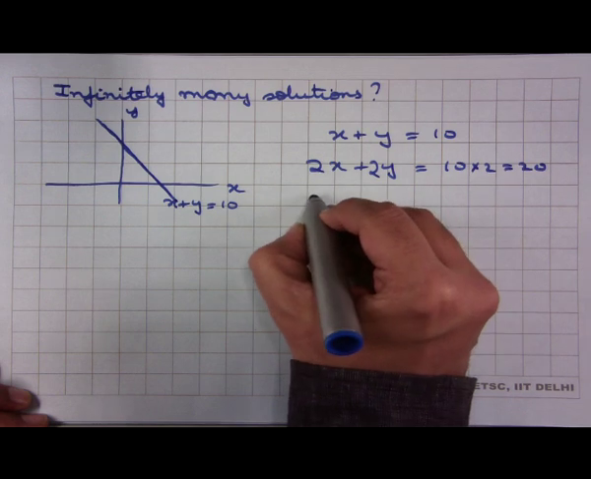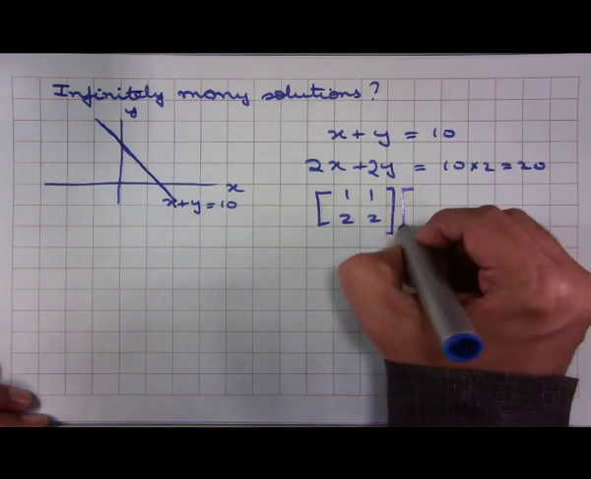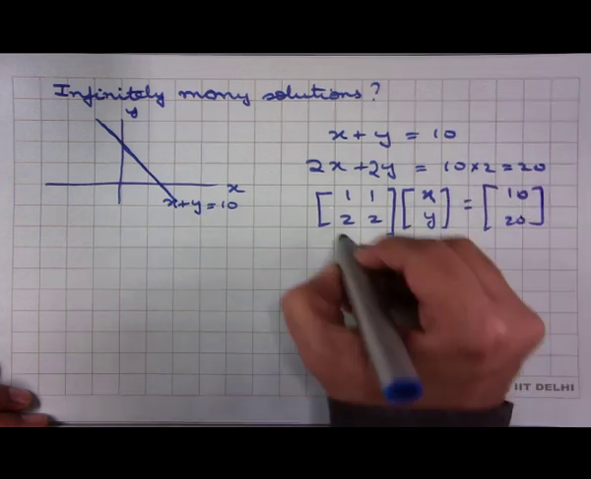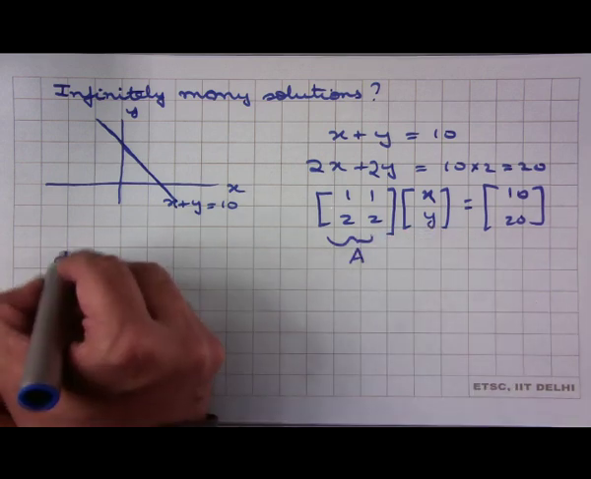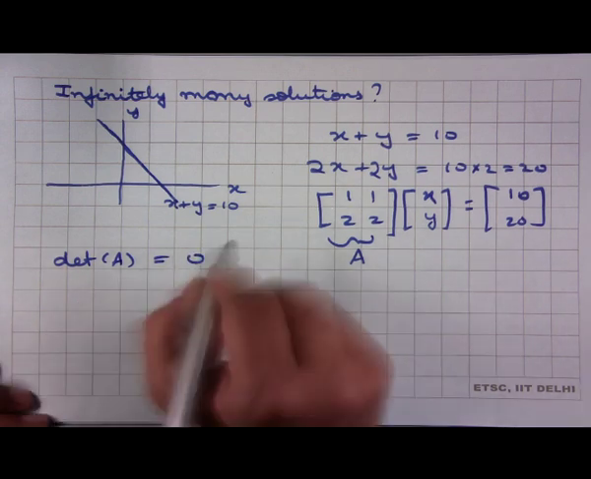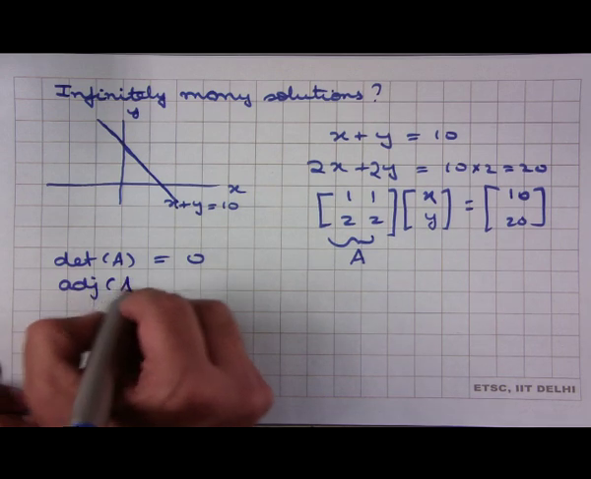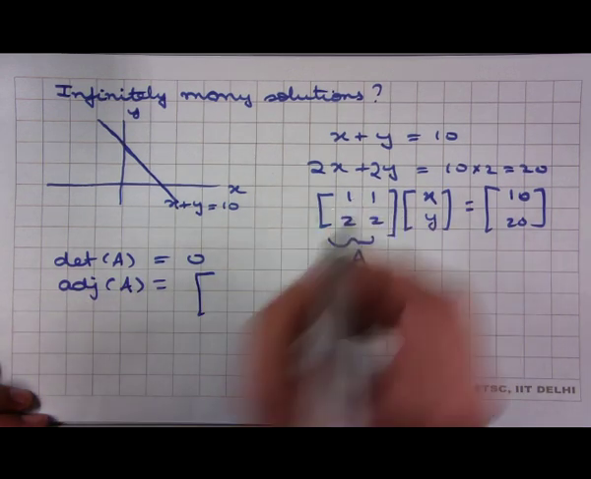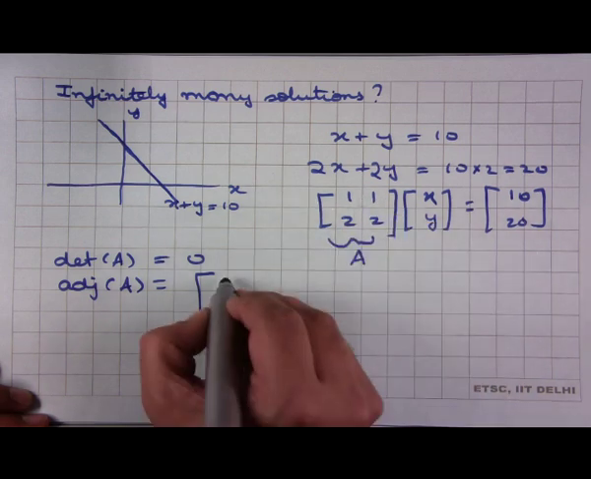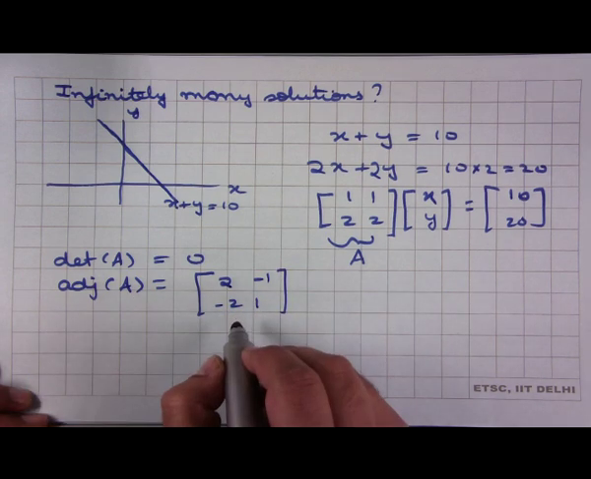Just for the sake of verification, if we write this down as a system, the matrix 1 1 2 2 times x y equals 10 20. This is the matrix A. What is the determinant of A? That is also 0. So, it is not straightforward to come up with a solution. What about the adjoint of A? Like previously, we are going to write down the adjoint of A. The cofactor of 1, excuse me, is 2, 1 and then minus 1, minus 2. So, this is the adjoint of A.